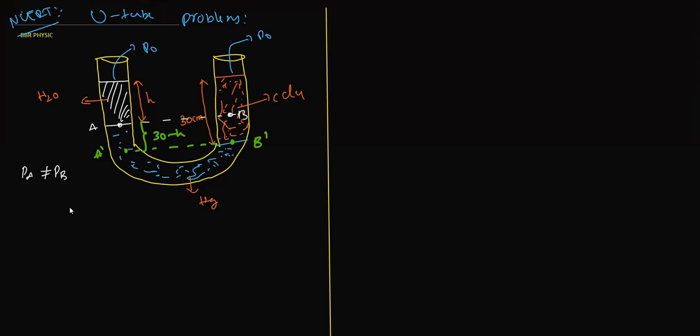So what I can tell clearly here is that the pressure at A dash should be equal to the pressure at B dash. Understand carefully. This is the same liquid and a horizontal line, that's why the pressure is equal. I'm writing here: pressure at A dash should be equal to pressure at B dash.